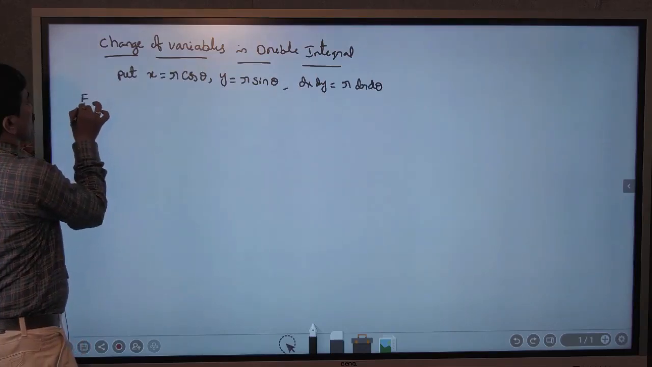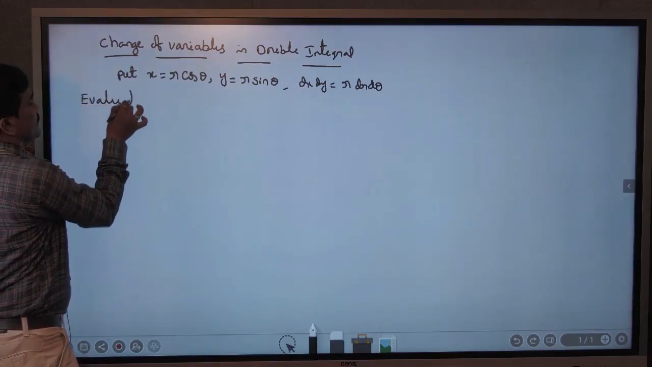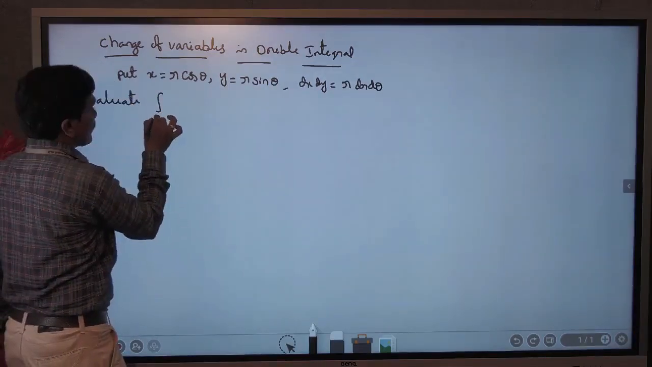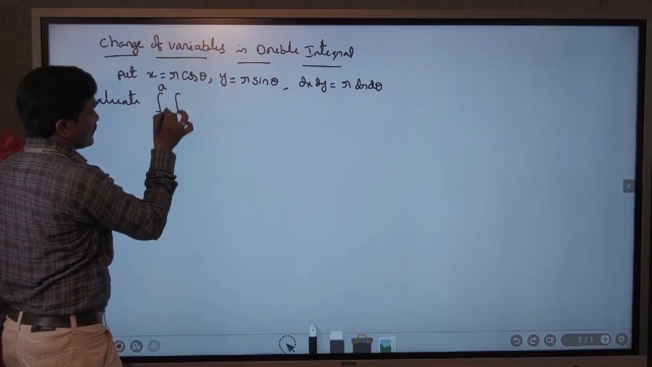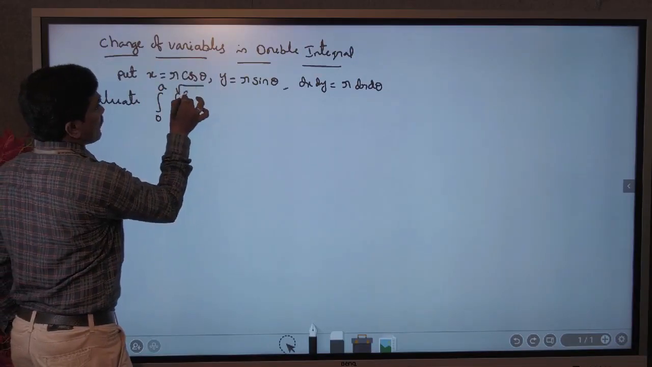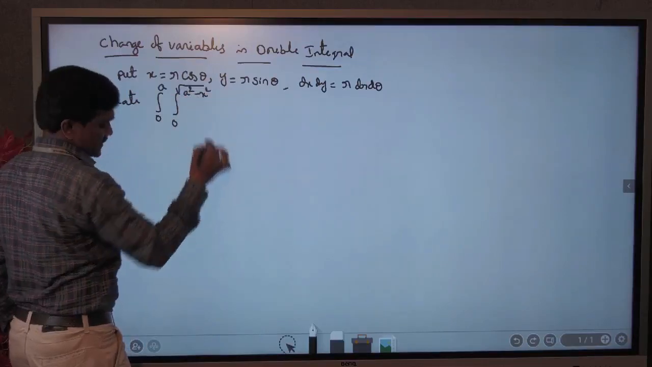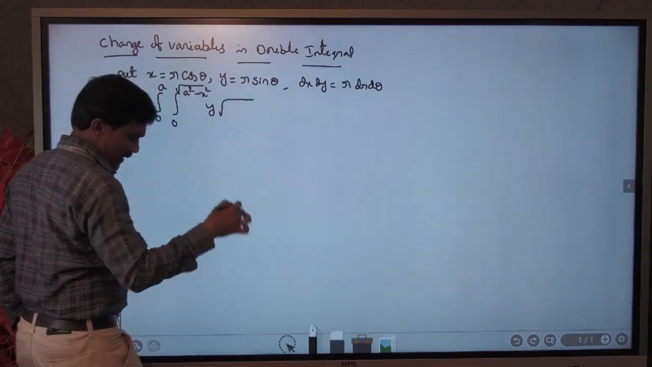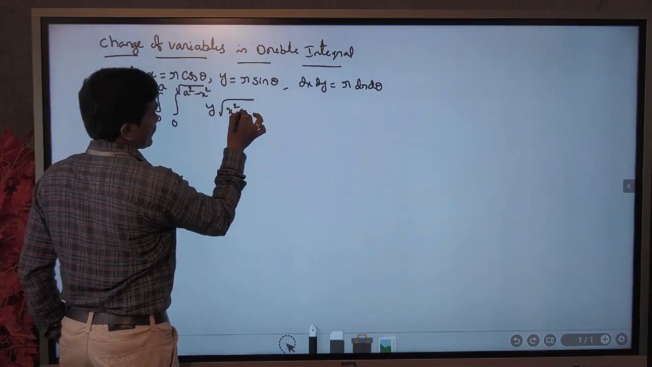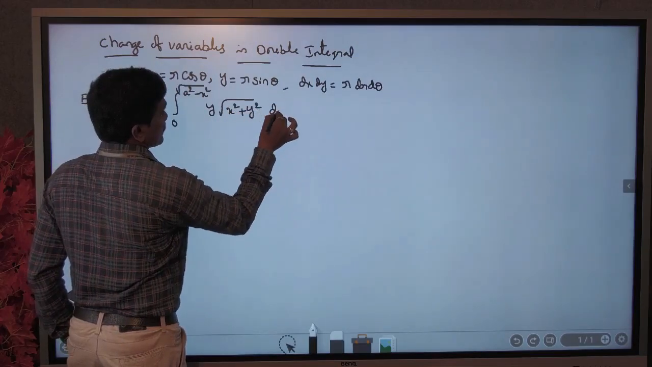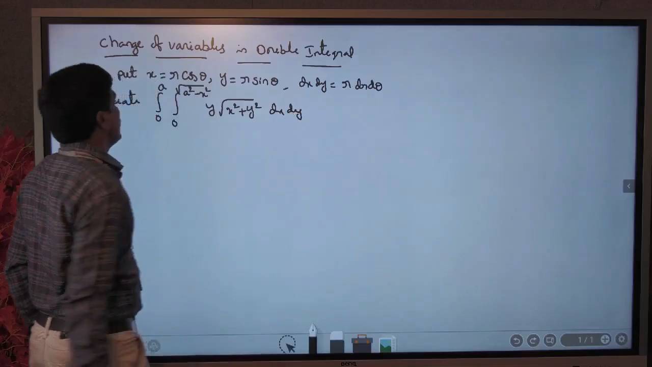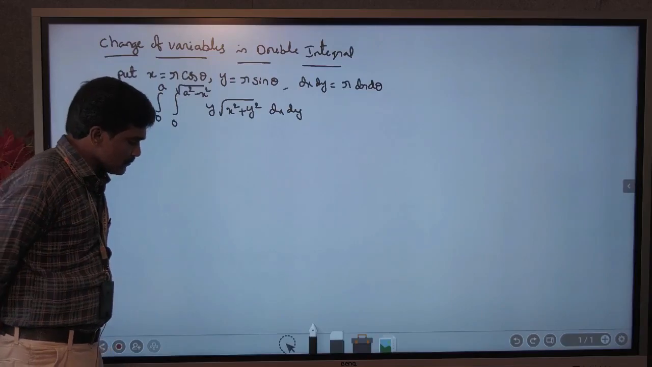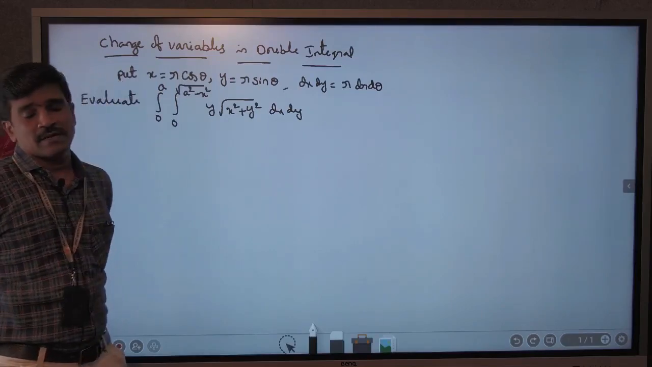So, first the problem is: evaluate the integral 0 to a, integral 0 to square root of a square minus x square, y into square root of x square plus y square, dx dy. This is our problem. Evaluate the double integral 0 to a, integral 0 to square root of a square minus x square.